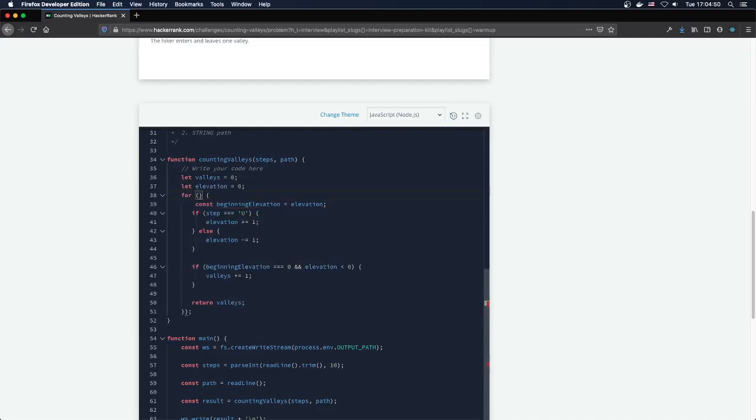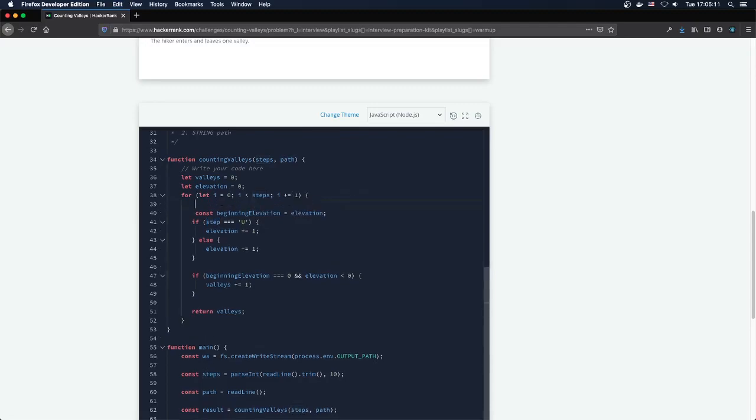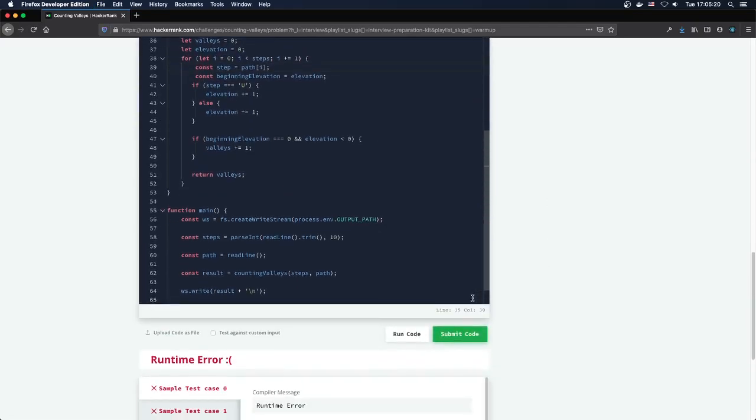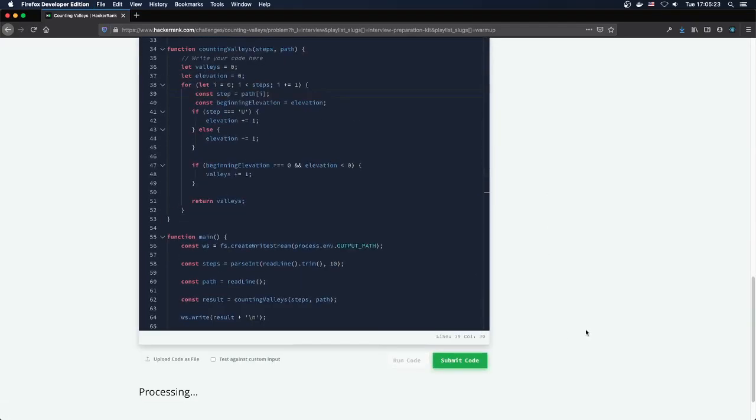For let i equals 0, i less than steps, i plus equals 1. If I do that, and then this step is going to be path i. I think that would work.